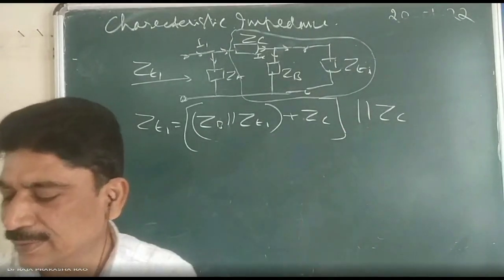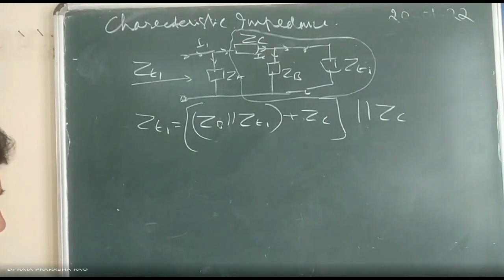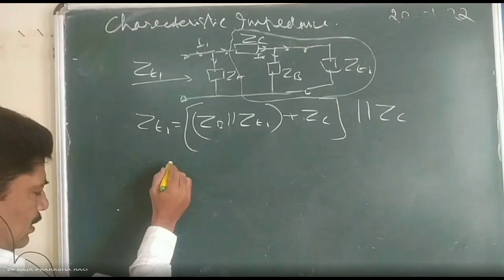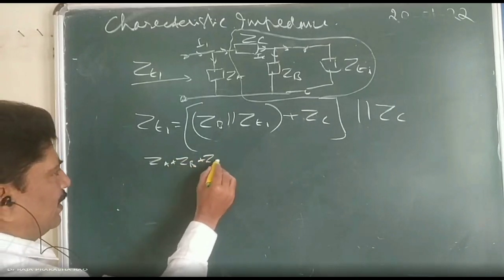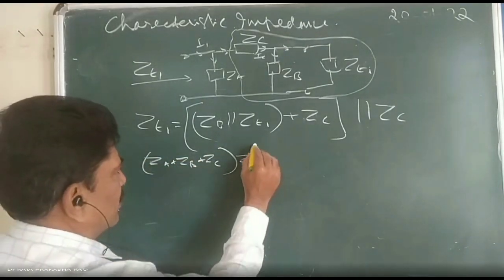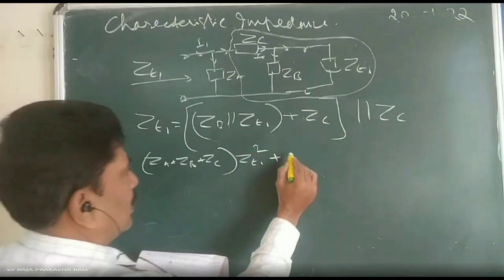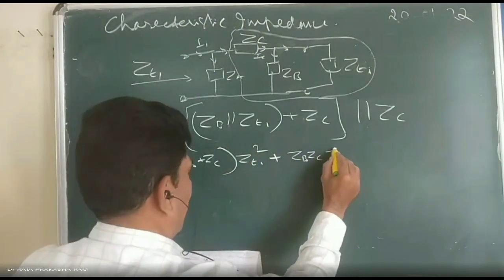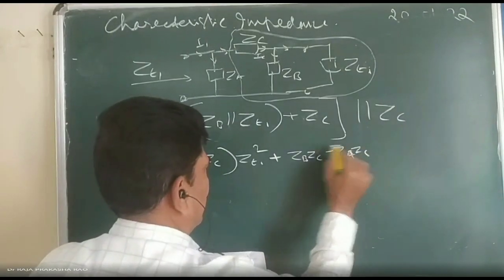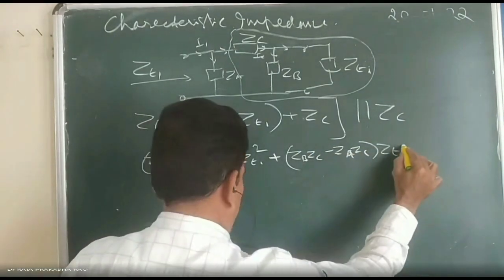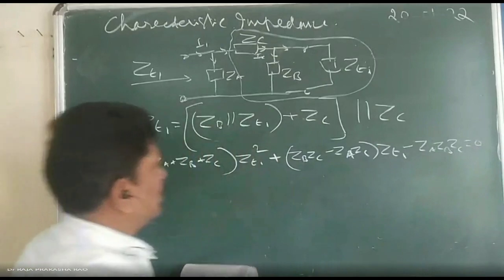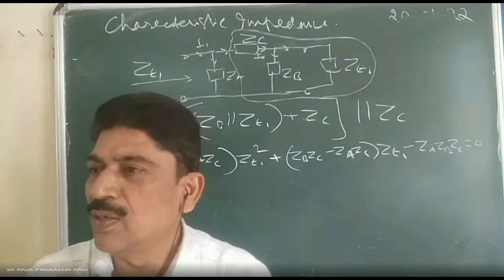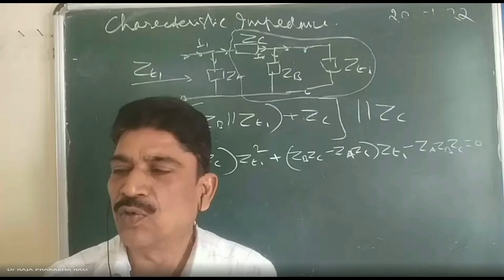After simplifying that, you will get a quadratic equation, that is (ZA plus ZB plus ZC) into ZT1 square plus (ZB ZC minus ZA ZC) into ZT1 minus ZA ZB ZC equal to 0. Since it is a quadratic equation, you will get two roots, that is, ZT1 will have two values.